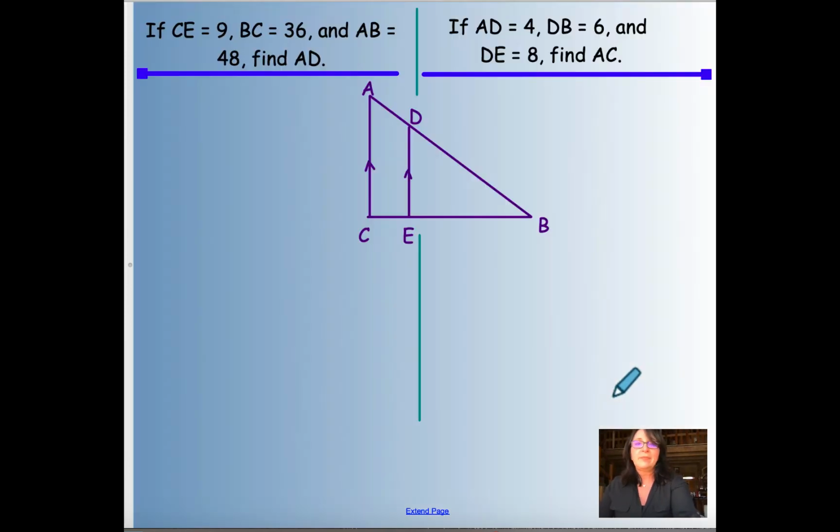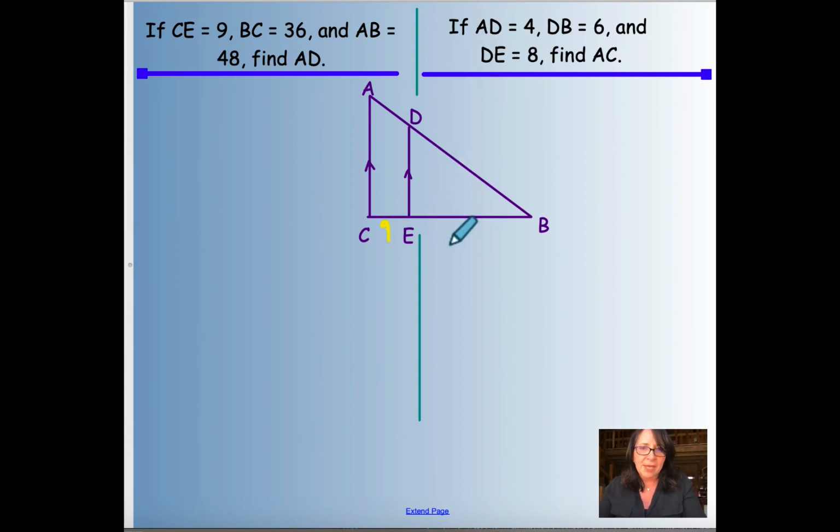For this one, the angles are congruent, meaning these are corresponding angles. These angles are congruent. The two triangles are similar. Because the two triangles are similar, I can set up a proportion, and that's what you're looking at. So we know that CE is 9.